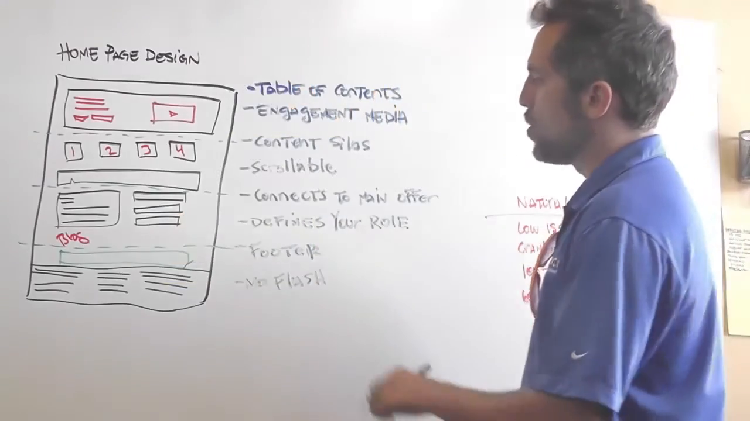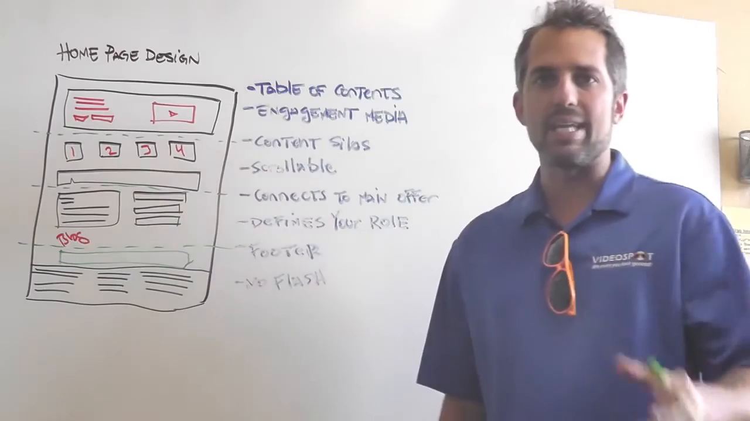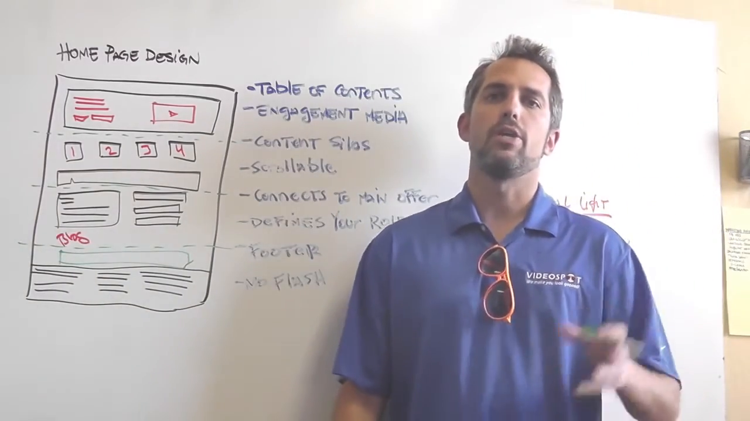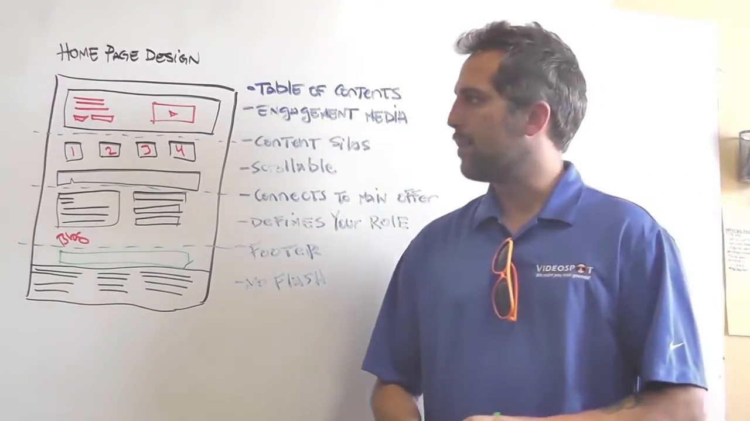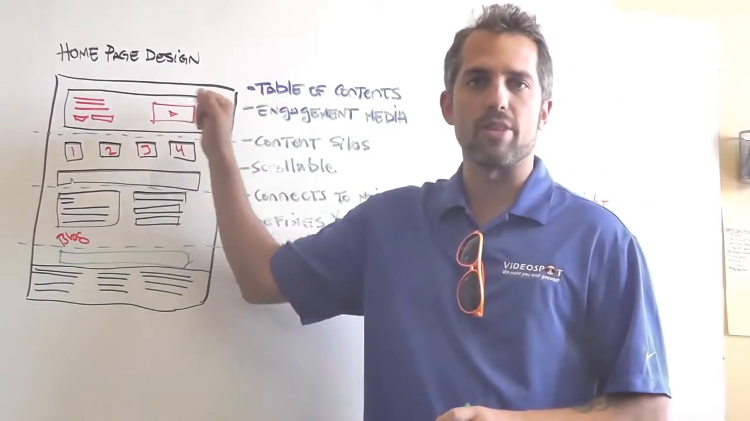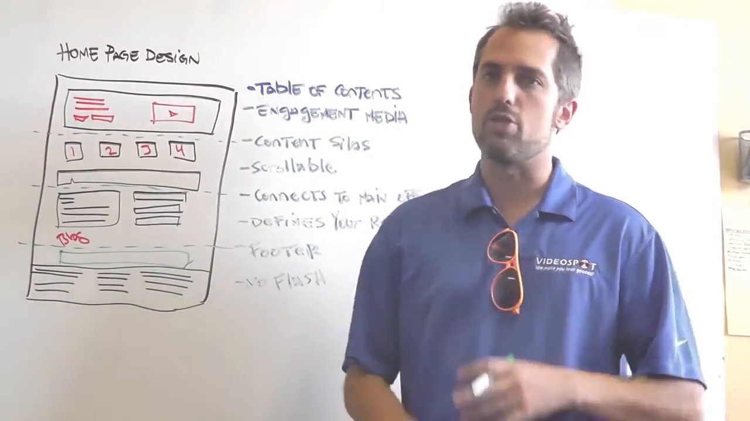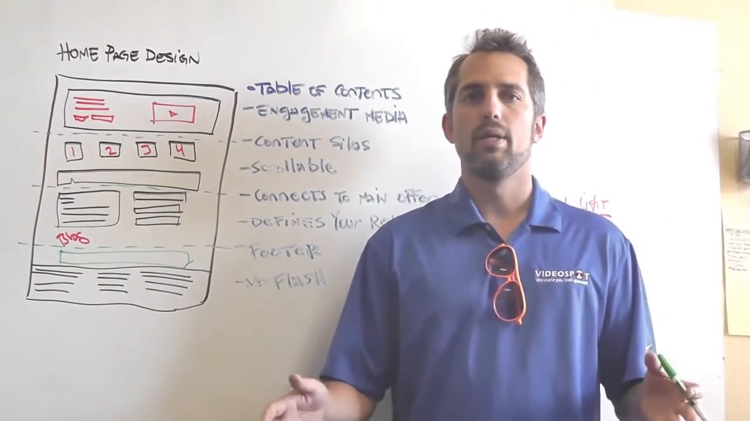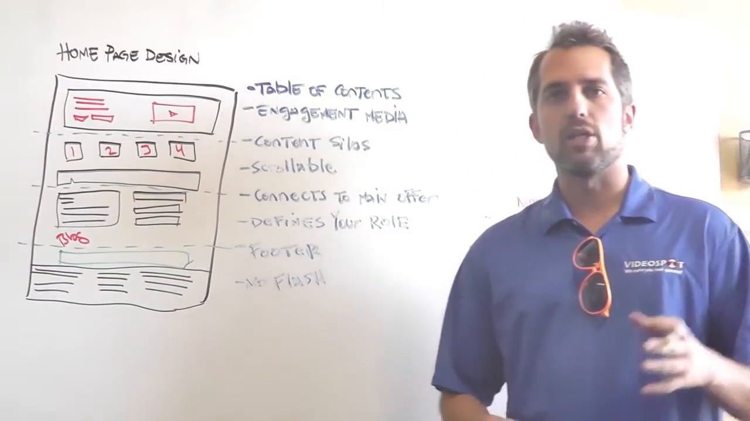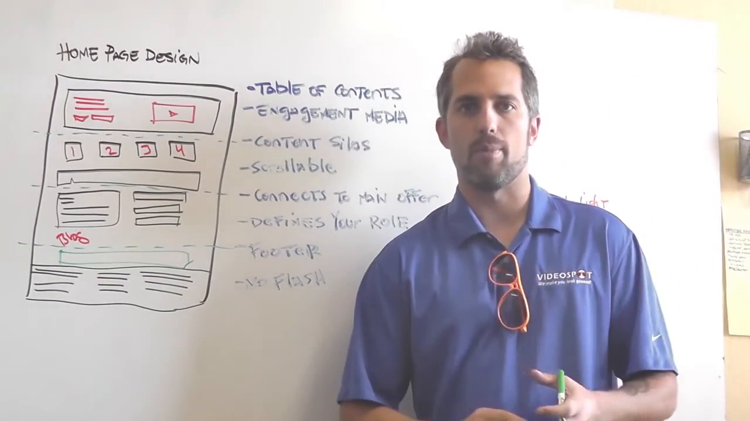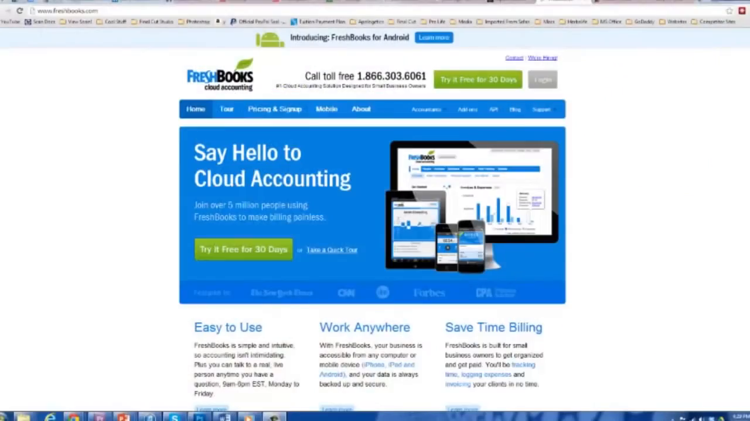So another thing that you want to have on your homepage is that it connects to your main offer. You've got to have a route to go to your main offer. Now, on our website, for example, you've got the video and you've got the buttons that lead you directly to our number one squeeze page, and that wasn't done by accident. If you take a look at the FreshBooks homepage, that's exactly what you're seeing. You're seeing a link to their main offer.